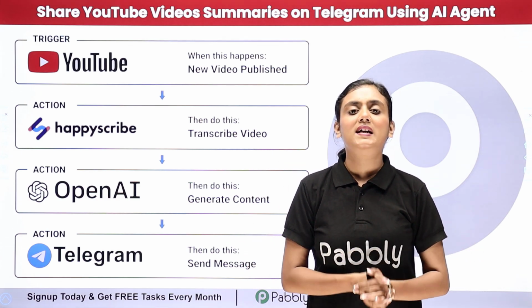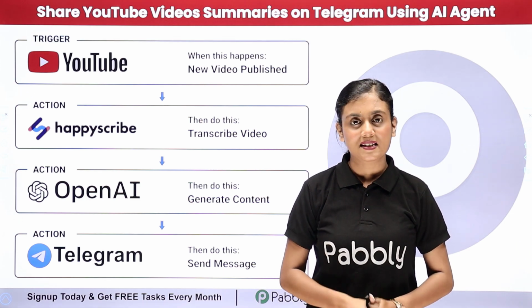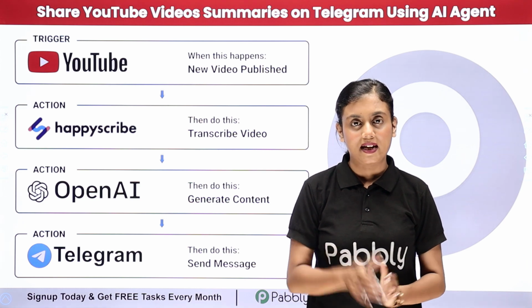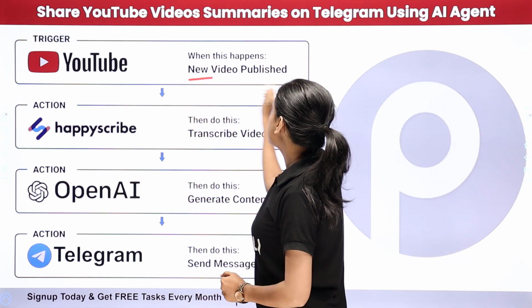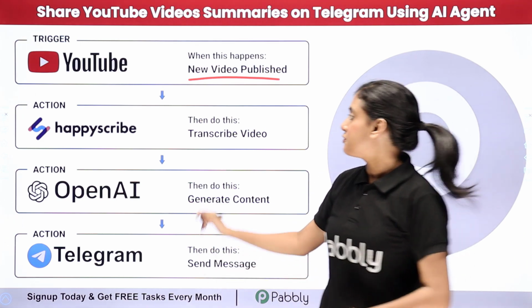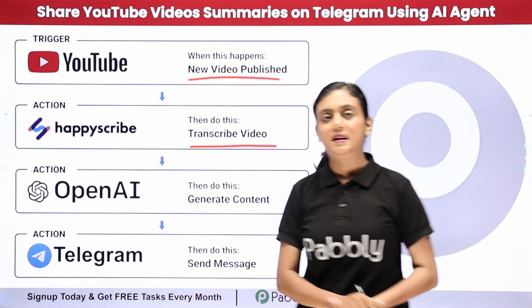Doing this manually is a very time consuming and hectic task. To solve this problem, I have created an AI agent using Pabbly Connect. Whenever a new video is published on my YouTube channel, automatically we first transcribe the video using Happy Scribe.